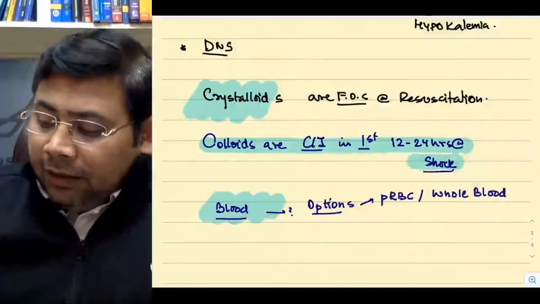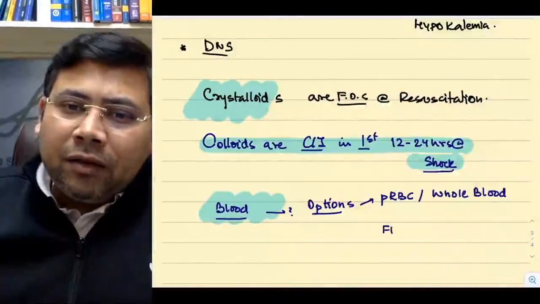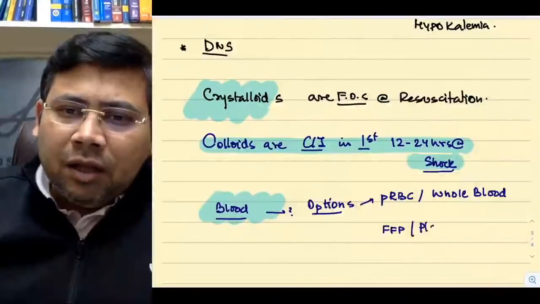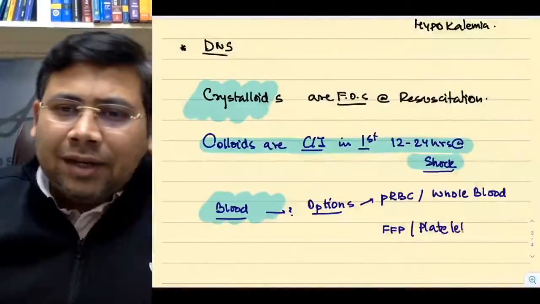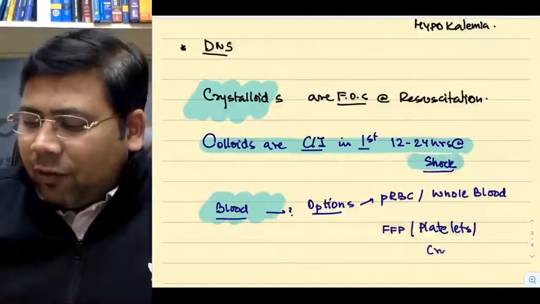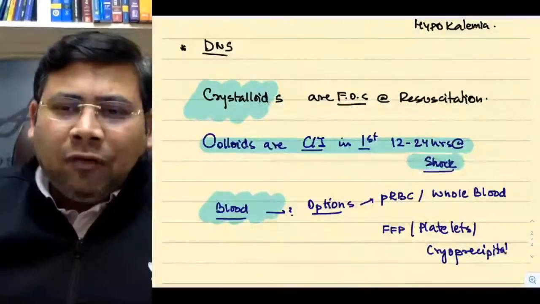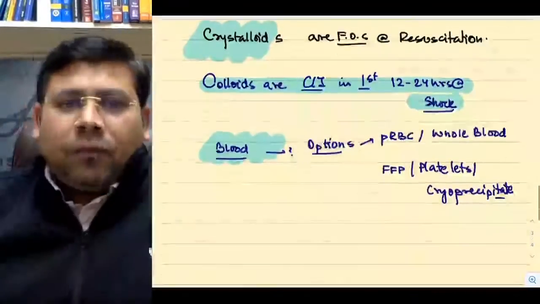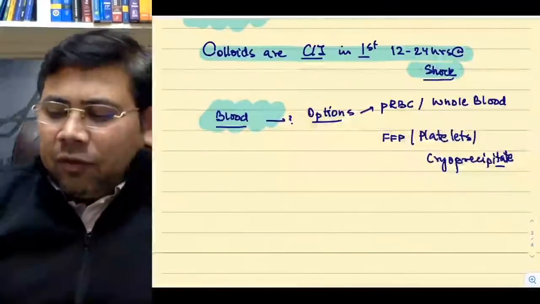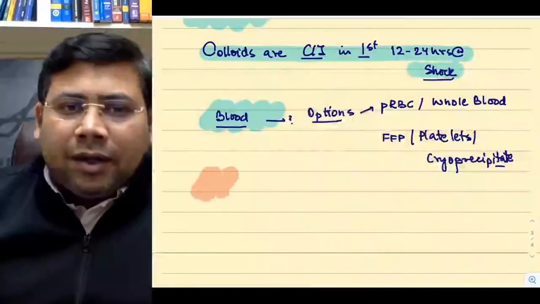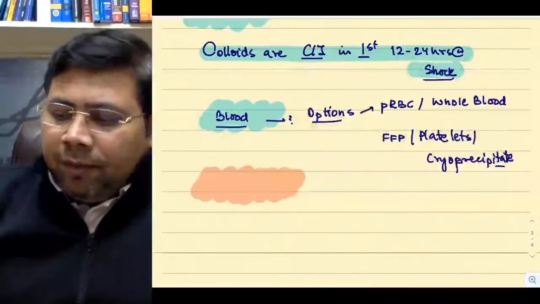I'll tell. Then we have FFP, fresh frozen plasma. We have platelets. We have cryoprecipitates. They are all very, very important. One thing that you have to remember in blood is MTP.